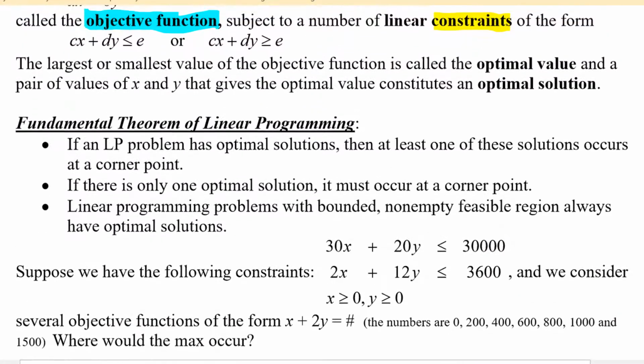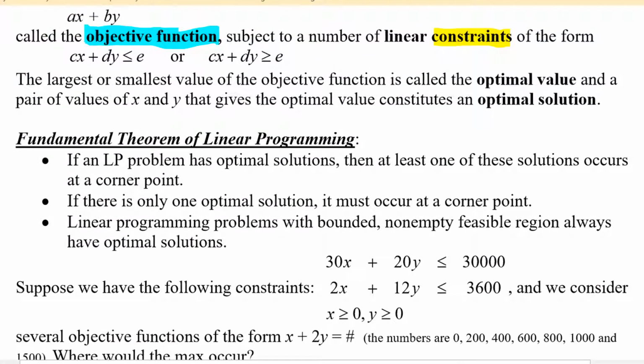So the fundamental theorem of linear programming. And I'm just abbreviating that as LP, so I don't have to write it out. It says, if an LP problem has optimal solutions, then at least one of these solutions occurs at a corner point. And when we draw our feasible region, we'll see corner points.